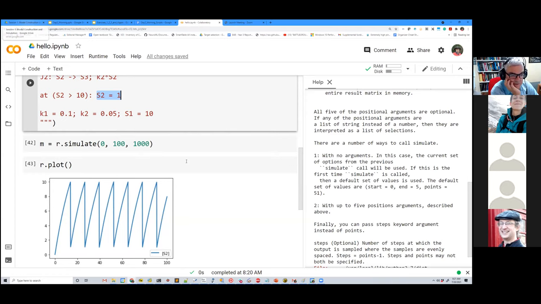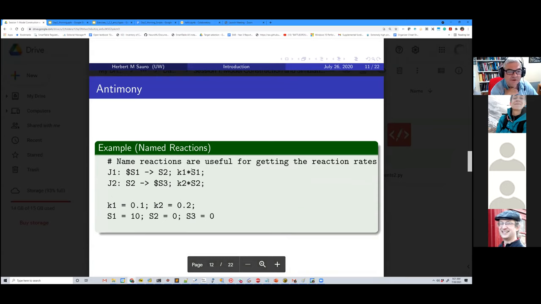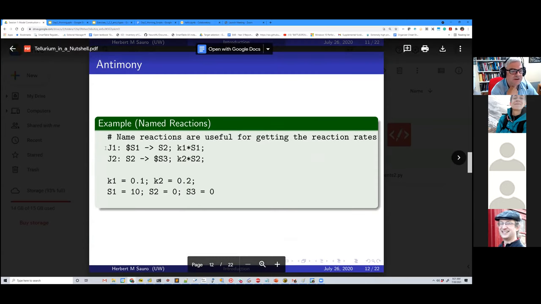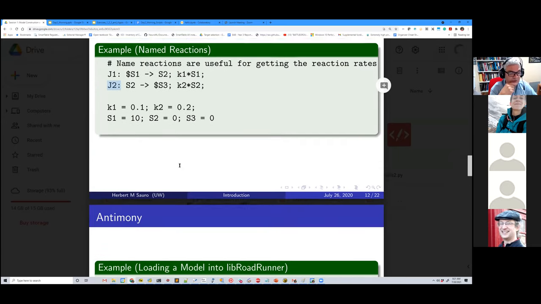So that's these events. Those are going to be very useful, and we'll have a few more examples this morning. I mentioned the idea that you can name reactions, right? You can name them whatever you want. I name them J1, J2, because J is the symbol for flux, and we tend to call these things fluxes at steady state when the system is intact like this.